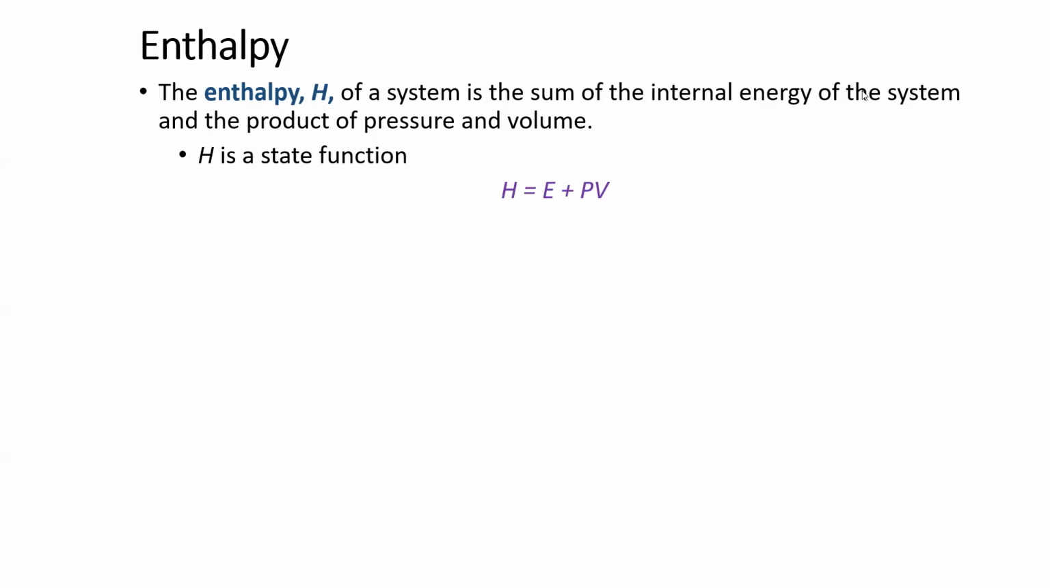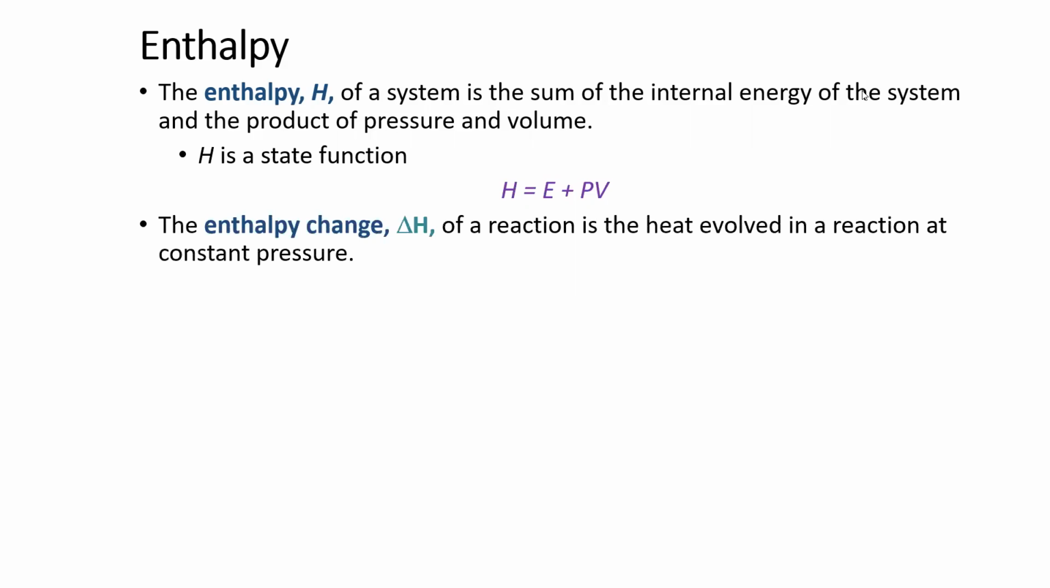So we can basically say that enthalpy is H equals energy plus pressure times volume. And enthalpy is a state function, which basically means that we are only concerned with its final and initial states and not the path of getting there. The enthalpy change, delta H, of a reaction is the heat evolved in a reaction at constant pressure. So you can think of an enthalpy of reaction as really Q of a reaction at constant pressure.